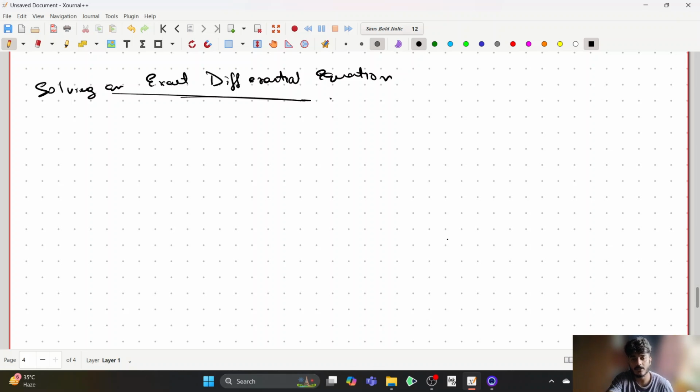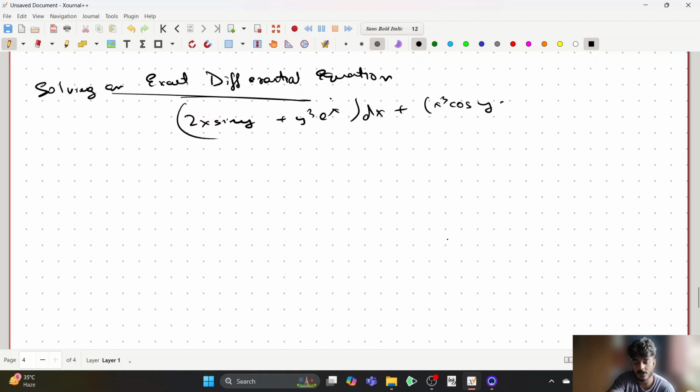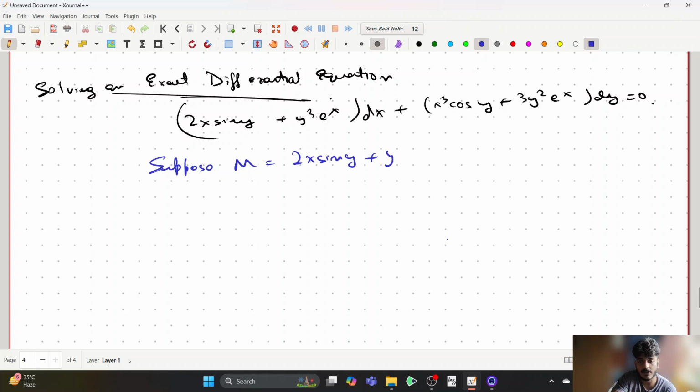Okay. So suppose you are given this equation, let's say (2x sin y plus y cubed e to the power x) dx plus (x cubed cos y plus 3y squared e to the power x) dy is equal to 0. Firstly I want to check whether it is exact or not, and then I will try to solve this exact differential equation. Suppose m is equal to 2x sin y plus y cubed e to the power x, n is equal to x cubed cos y plus 3y squared e to the power x.